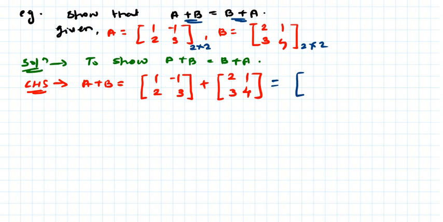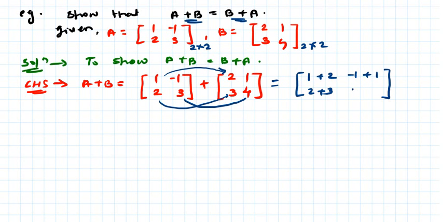So the addition will be 1 plus 2, corresponding elements will get added. This 1 will get added to this 2, 1 plus 2, then minus 1 plus 1, then this 2 plus 3, then this will be 3 plus 4. So this will be equal to 1 plus 2 is 3, 2 plus 3 is 5, minus 1 plus 1 is 0, 3 plus 4 is 7. So we got this LHS equal to 3 0 5 7. Now consider the RHS.